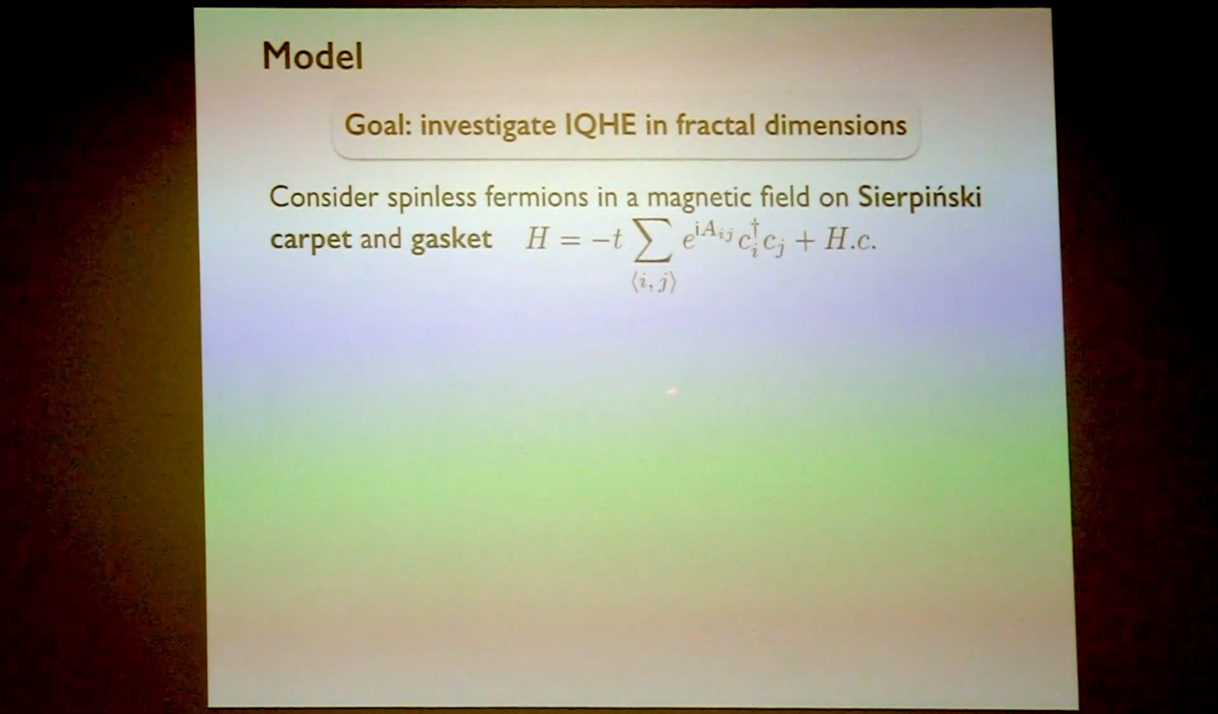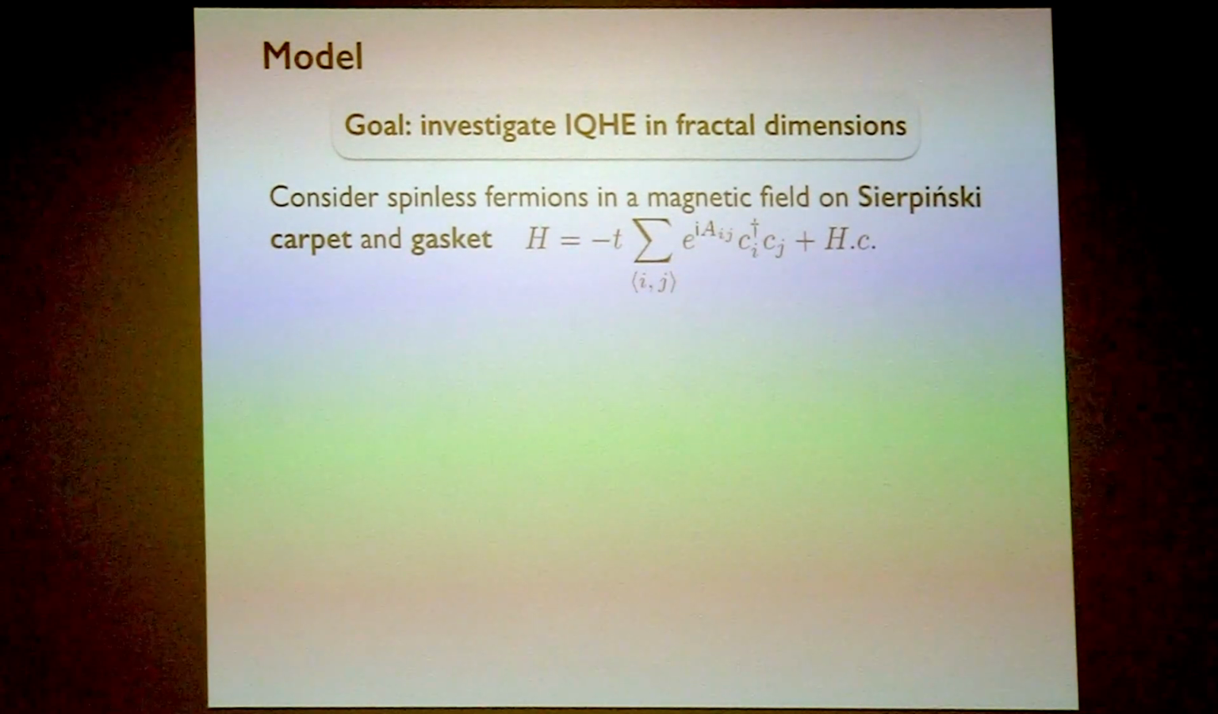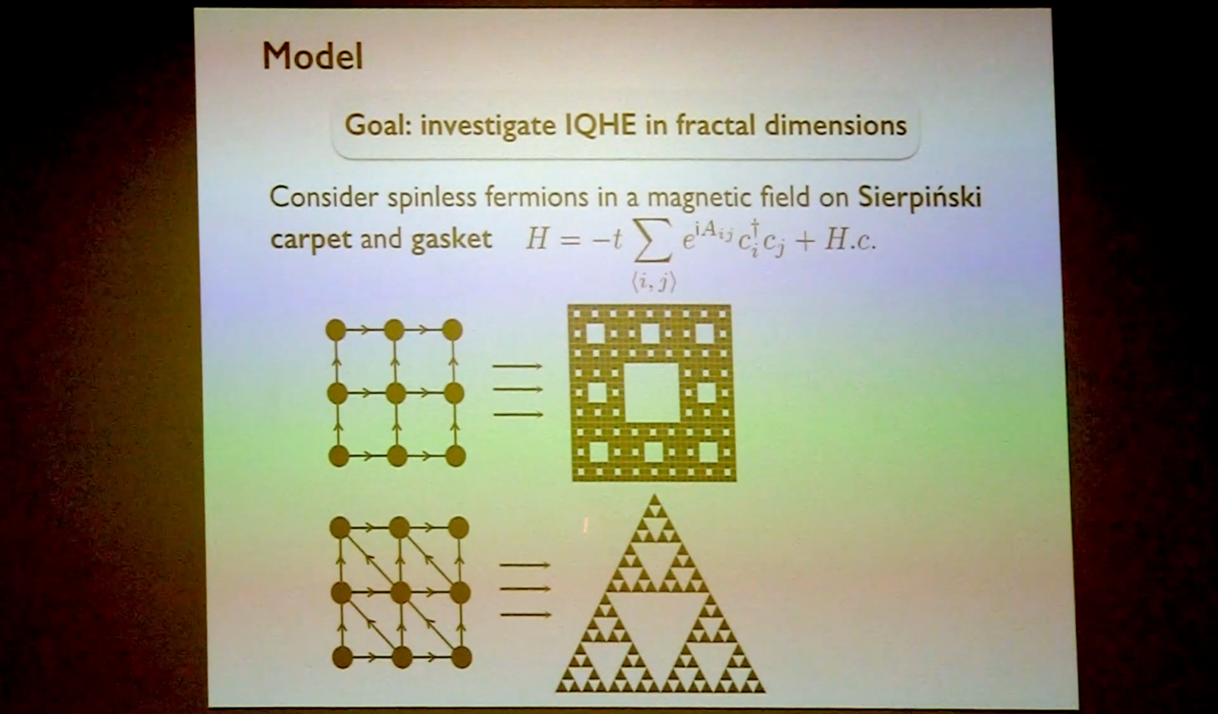And we would like to build this Hamiltonian on two lattices that are called the Sierpinski carpet and the gasket, or triangle. This is also another name for the gasket. First of all, we would like to build such a lattice in the formalism of tight binding. In both cases, we start from regular lattices, so the square lattice or a triangular lattice.